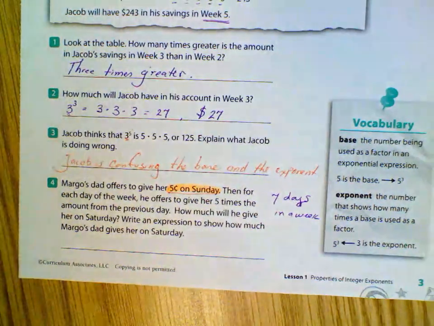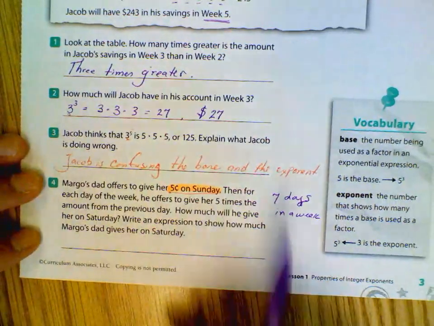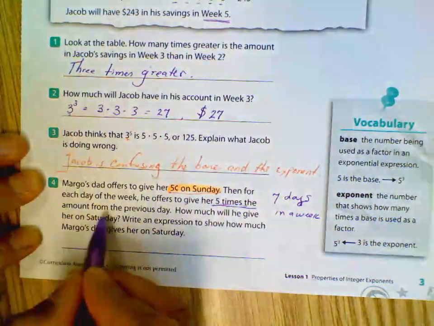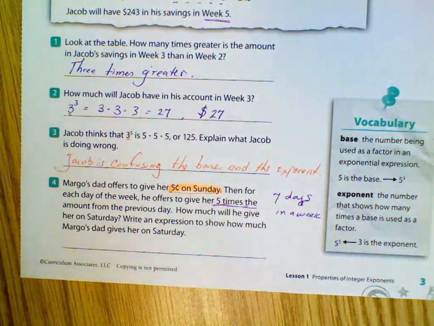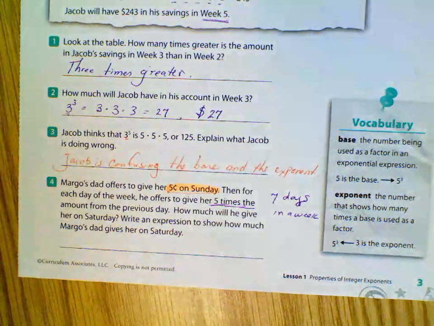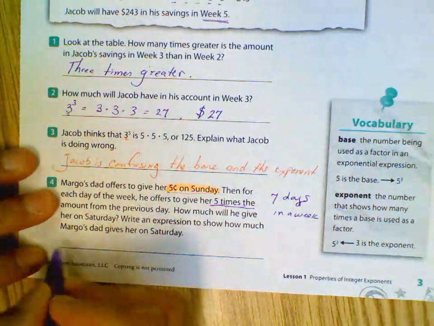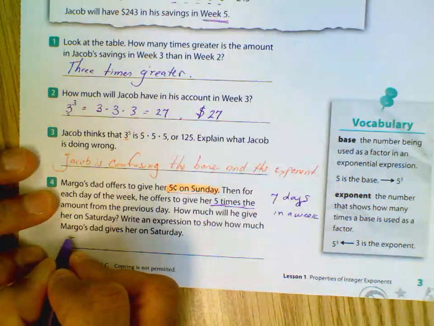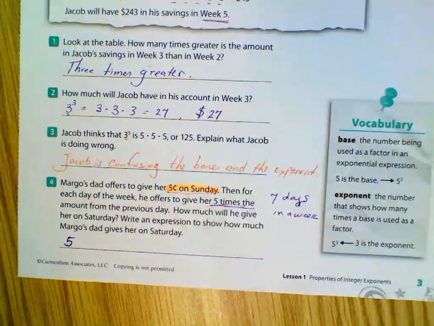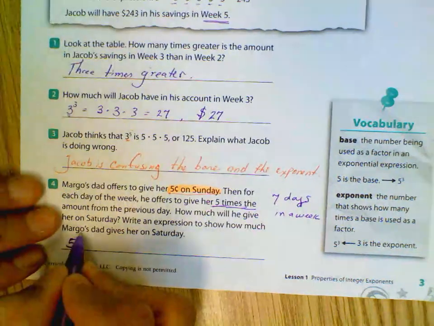Every day he is going to give 5 times the amount from the previous day. So in the first day he gave 5 cents on Sunday. Then he will give 5 times that number. So in this case, the base is going to be the amount that he is going to give, and the exponent is going to be the number of days. How many days? 7 days in a week.